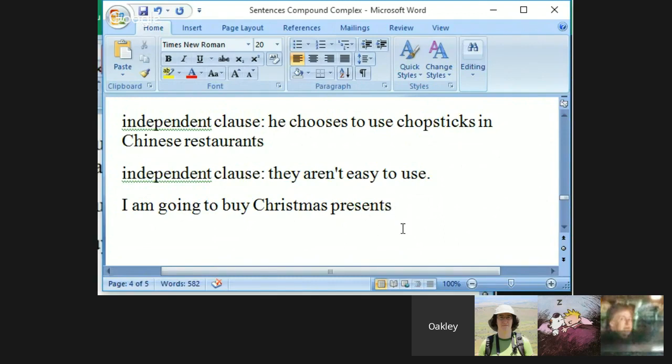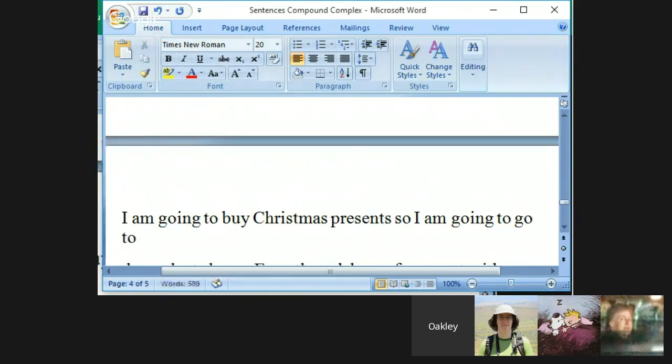Ken, all right, whatever you want. We've got at least one independent clause. You can add a dependent clause, an independent clause, whatever you want to do. So, I'm going to go to the shopping mall. Yes, go ahead, Ken. Yeah, that's it. I thought you were going to tell me to put a comma there. I see. Okay.